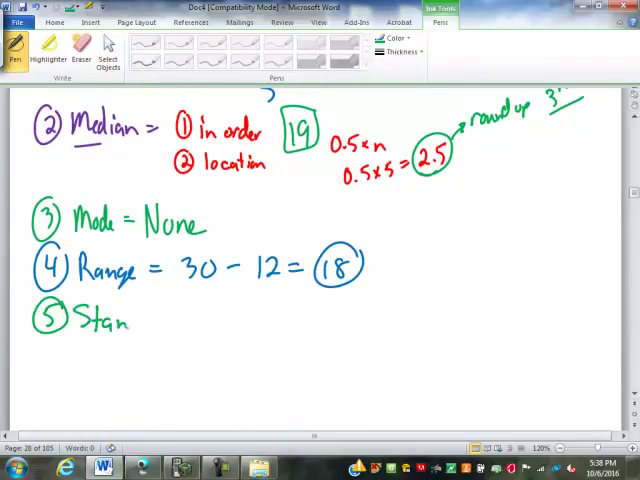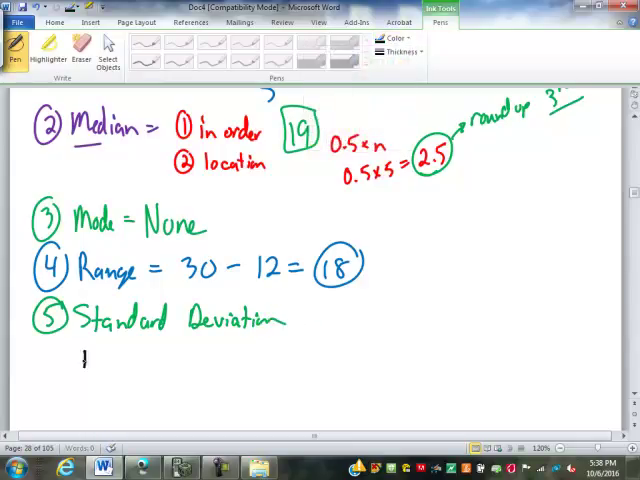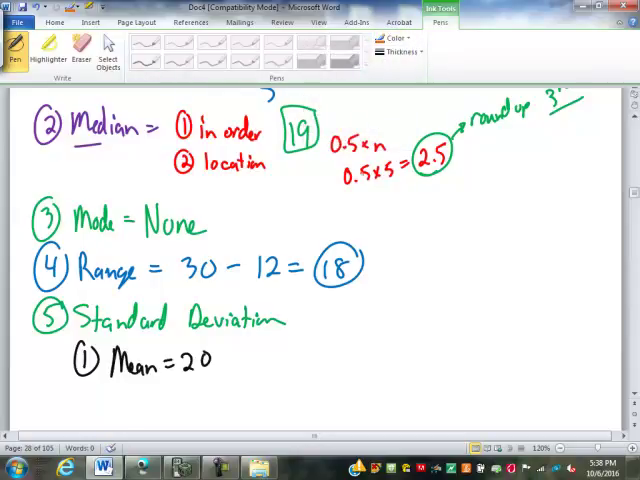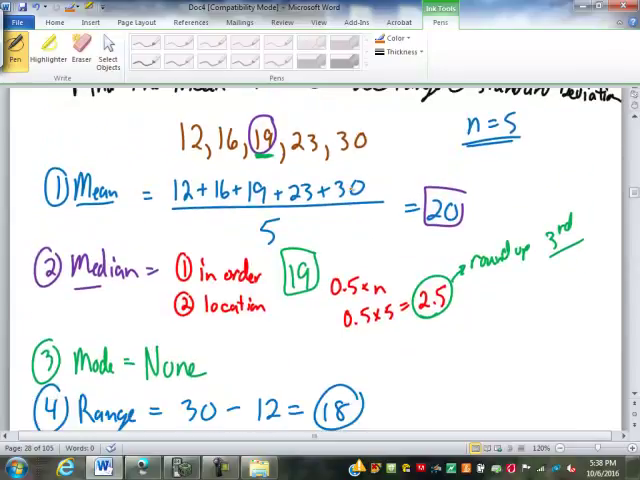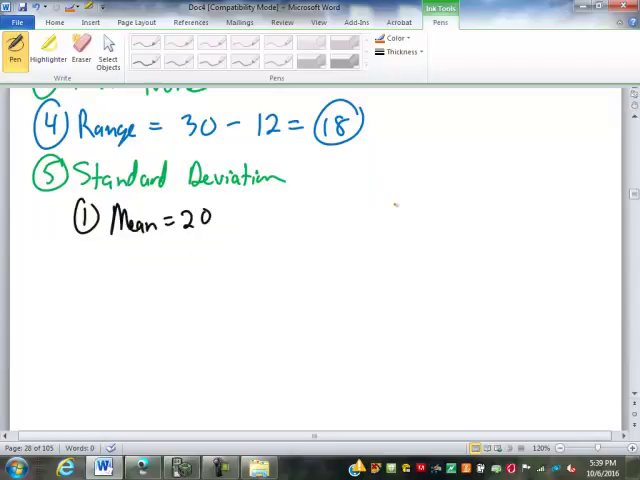standard deviation. Standard deviation was a 6-step process. Anybody remember what step 1 is? Find the mean. You've already found that. It is 20. What's that? Mean? No, it was 20. Okay, sorry. You had me panicked for a second there.